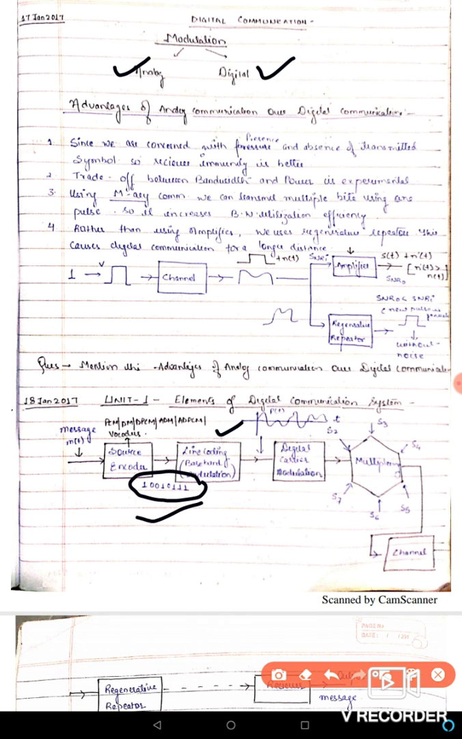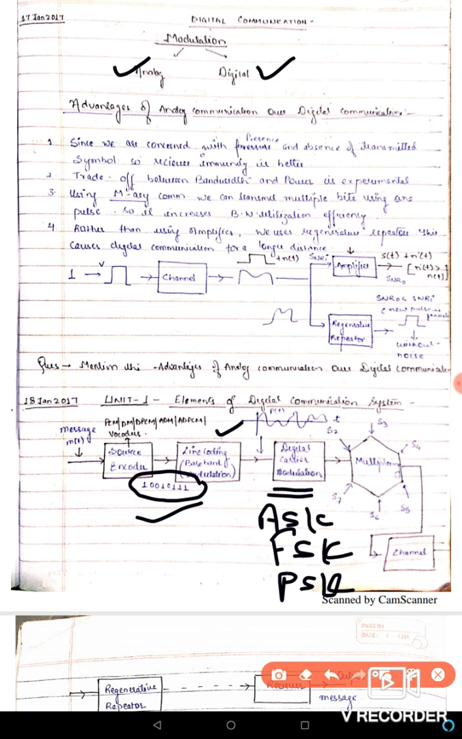Then we need to pass it through a channel. The channel can be wired or wireless. If it is wired, then this signal can be transmitted. If it is wireless, we need to have an antenna, and for this we need to carry out something called modulation. In analog communication we have analog modulation techniques, while in digital communication we have digital carrier modulation. Examples are ASK, FSK, PSK, QPSK, QAM, etc.